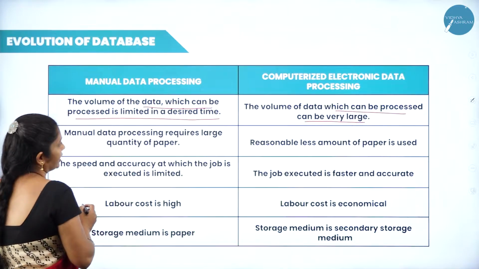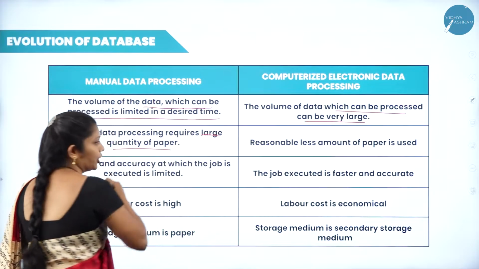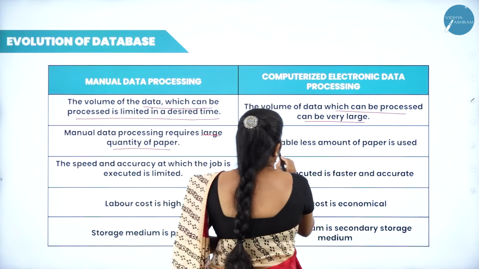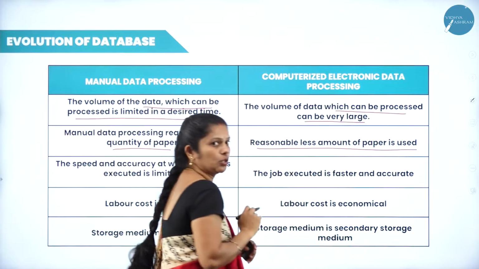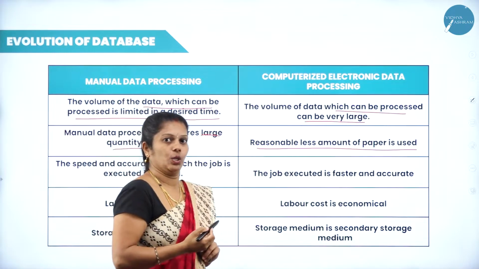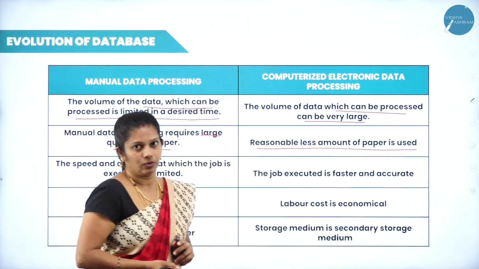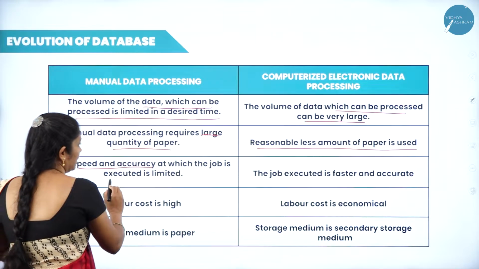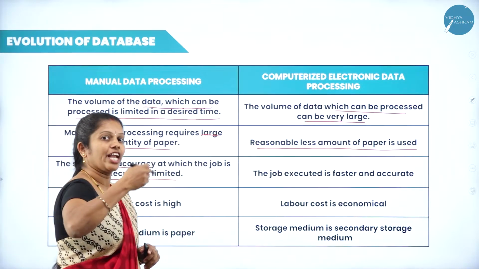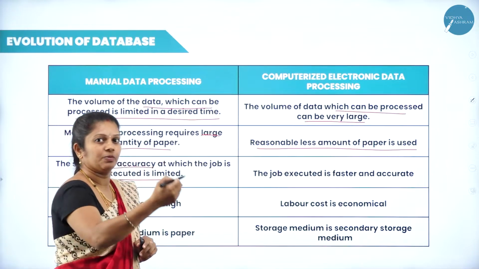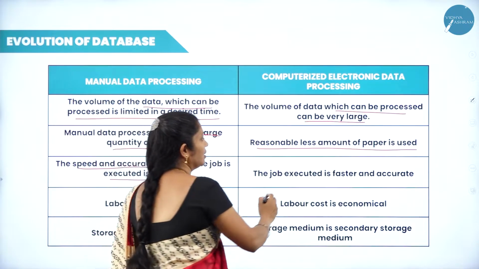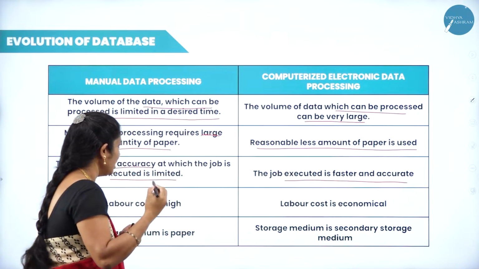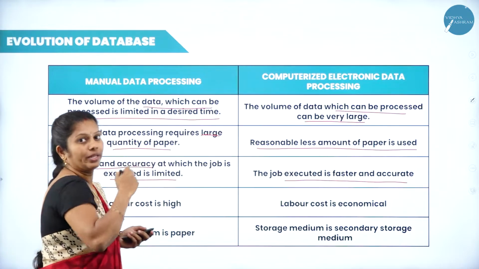Manual data processing requires a large quantity of paper. In manual, we require paperwork, whereas here only a minimum amount of paper is used, or we can say less paperwork is required. Speed and accuracy wise, the job is limited in manual. As time increases, the speed as well as the accuracy reduces. Whereas here, the accuracy will be more, and the speed is also more.